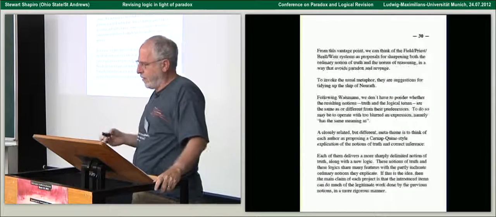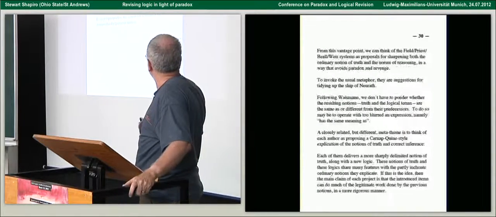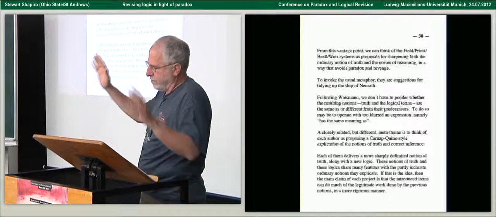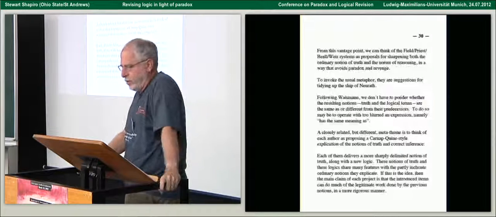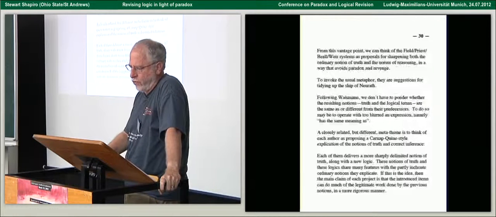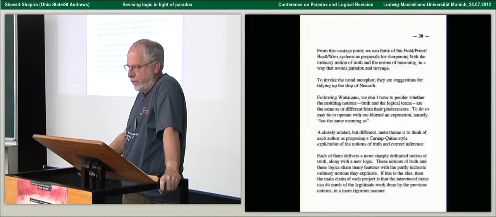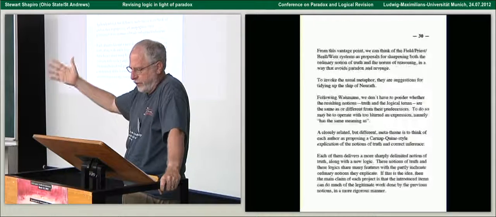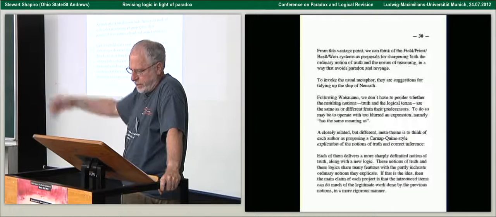We can think of the field, Priest, Field, Beall, Weir, whatever, all of them, right, as proposals for sharpening both the ordinary notion of truth and the norms of reasoning in a way that avoids paradox and revenge, right? So it's sort of like a repair job. To invoke the usual metaphor, they're suggestions for tidying up the ship of Neurath. We don't have to ponder whether the resulting notions are the same as or different from their predecessors.